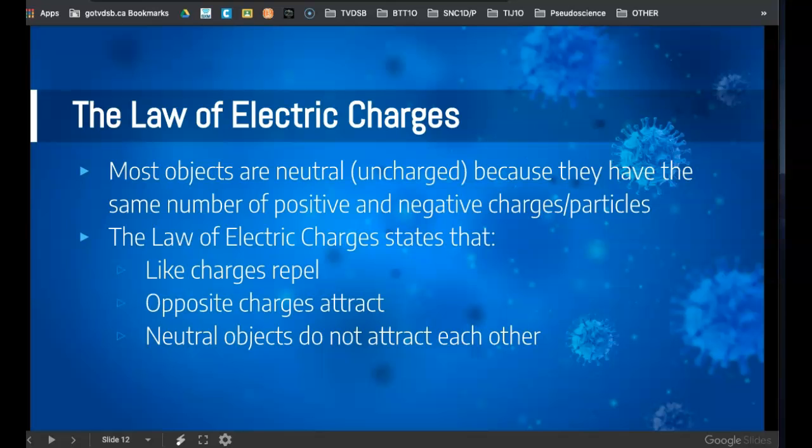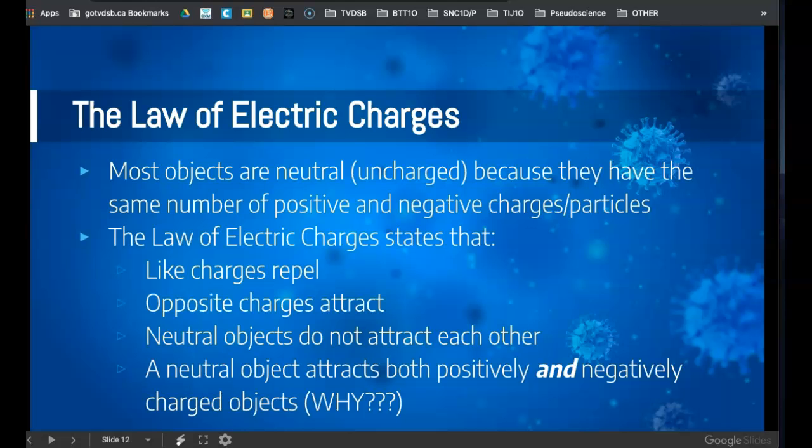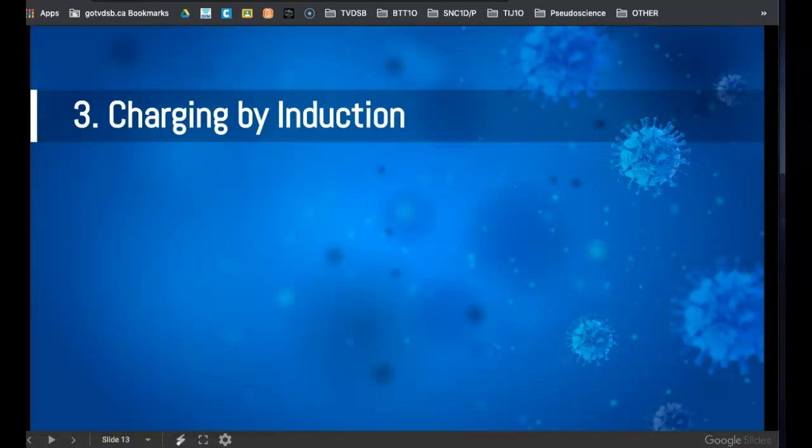Nothing's going to happen. But here's the interesting one. If I have a neutral object and a charged object, it doesn't matter whether it's positive or negative, it's going to be attracted. So a neutral object is going to be attracted to a positively charged object, and a neutral object will also be attracted to a negatively charged object. The question is, why? How does that kind of thing happen? Well, in order to understand the answer to that question, we need to know what charging by induction is.